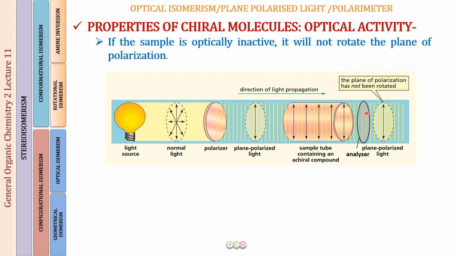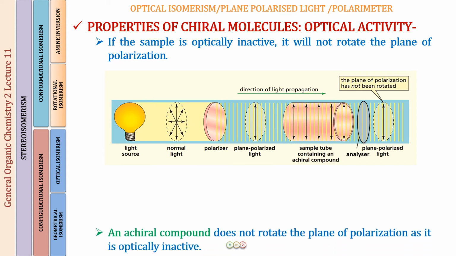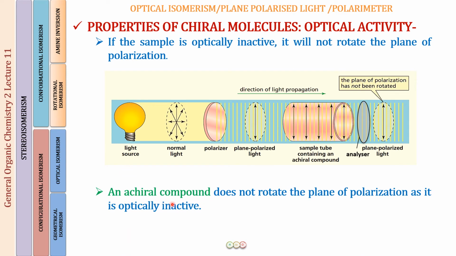Similarly, if you change the analyzer again back by an angle of 90 degrees, both the analyzer and the polarizer will be in the same direction, and the plane polarized light passing through the polarizer will pass through the analyzer, and you will see the bright light which you could see earlier without the sample also. What does this mean? This means that the sample is optically inactive. It has not rotated the plane of polarization, and it is an achiral compound which does not rotate the plane of polarization because it is optically inactive.